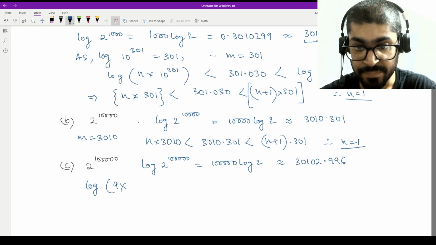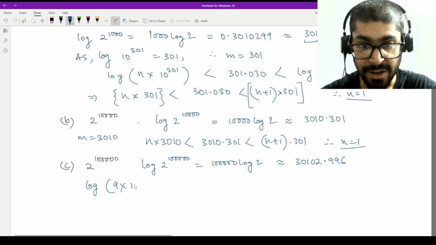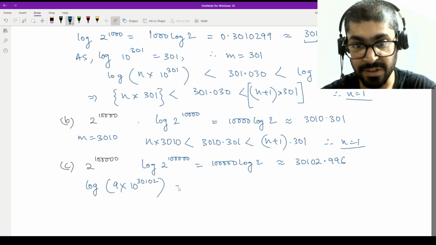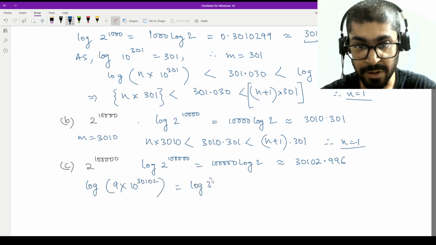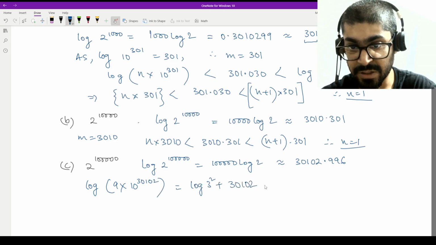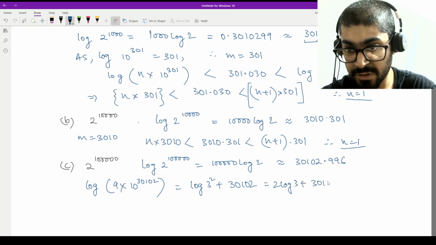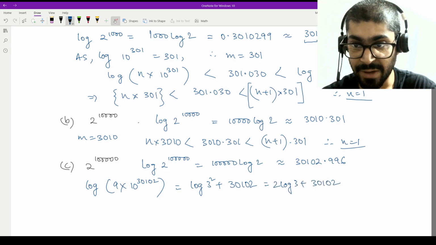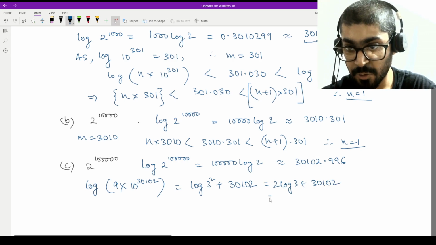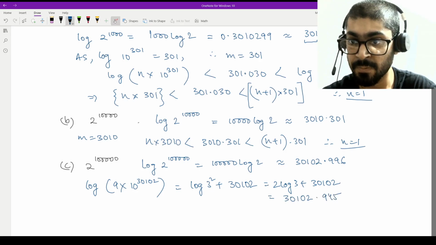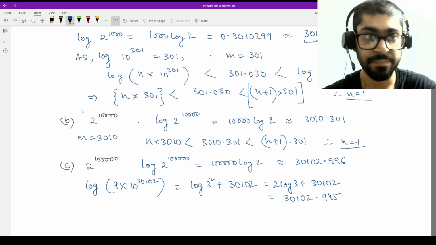9 into 10 to the power 30102. This just means log 3 square plus 30102, which means 2 log 3 plus 30102. If I pick up the values, I'll get 30102.954. Sorry, 954.